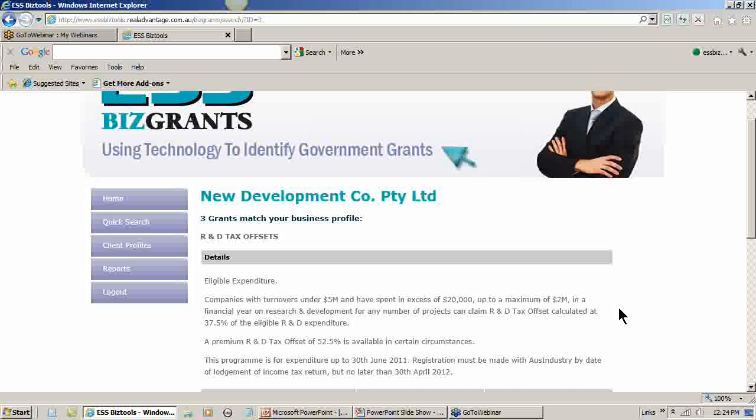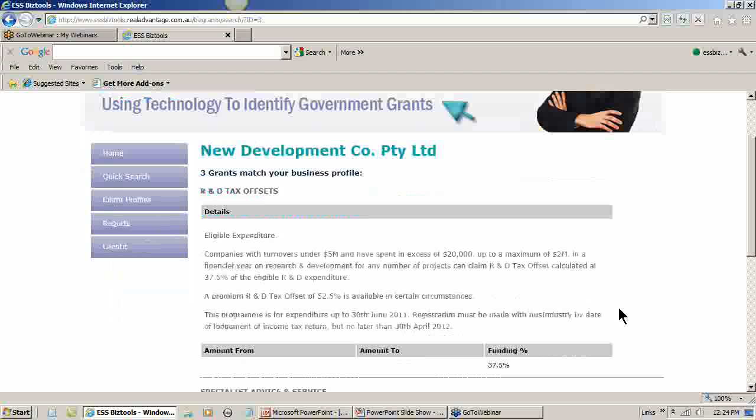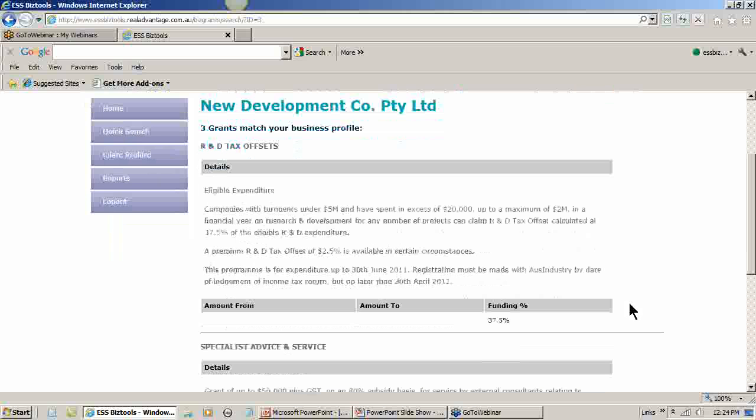So because it's doing research and its turnover was under $5 million for the year ended 30th of June 2011, it would have been eligible for the R&D tax offsets at 37.5% on the expenditure. Obviously it was under the $2 million limit, which thankfully is now gone under the new system, but we're still working on the old one for this particular company.